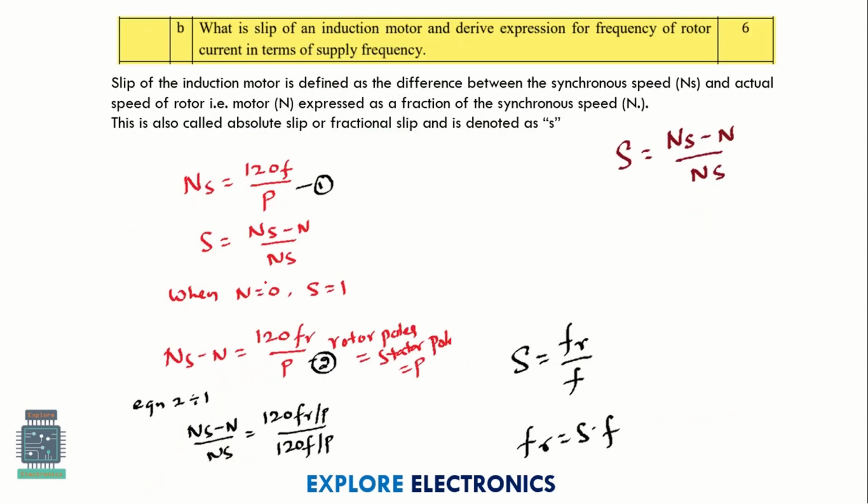What is slip of an induction motor, and derive the expression for frequency of rotor current in terms of supply frequency. Here first thing is to explain what is slip. Slip of an induction motor is the difference between synchronous speed and the actual speed of the rotor. So you need to write about that first, what is slip, and then about the induction motor, and then you need to derive the expression for the frequency of rotor current in terms of supply frequency.